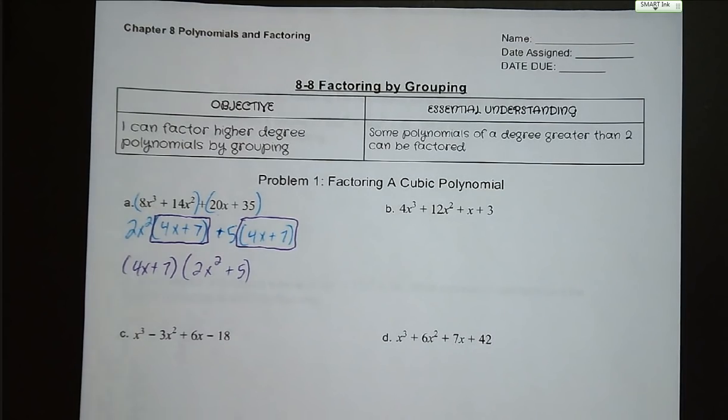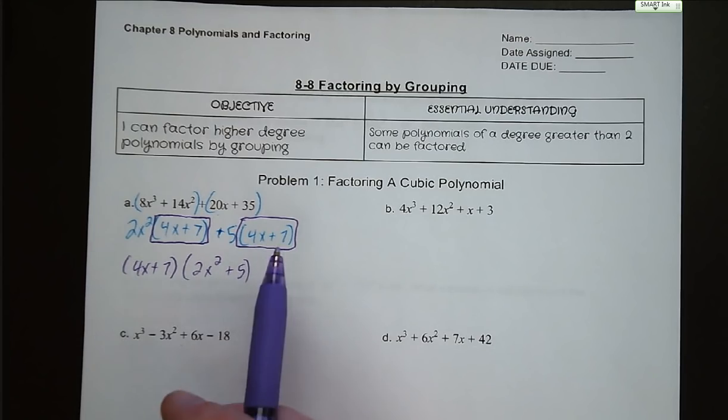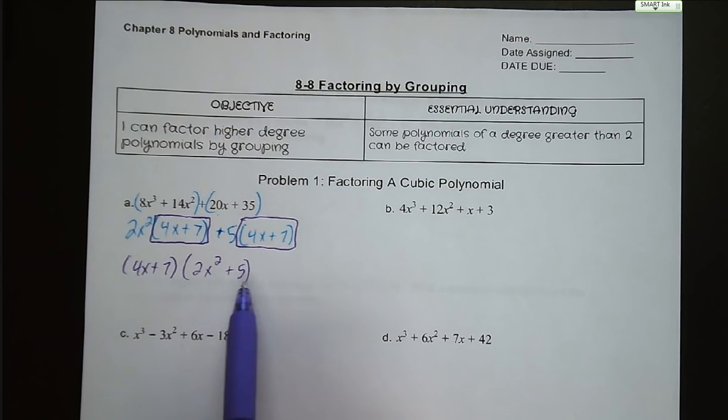So, just double check. Are there any common terms that we can factor here? No. Does this follow any of our rules for factoring? No. We're looking for a product of 10 that adds up to 0. That doesn't work. So this is completely factored. All right.